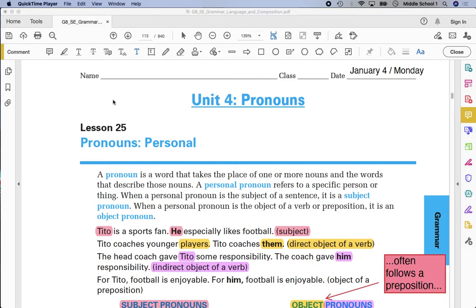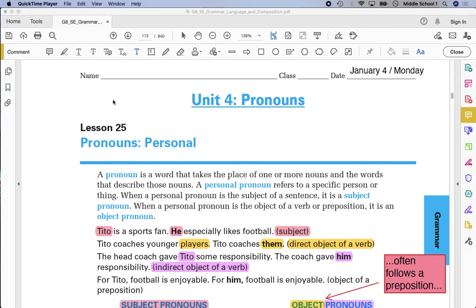Tito coaches younger players. Tito coaches them. In this sentence, players is a direct object. Them is also the direct object. Once again, in the first sentence, players is a noun. In the second sentence, them is a pronoun. Both of them serve as a direct object in their sentences.